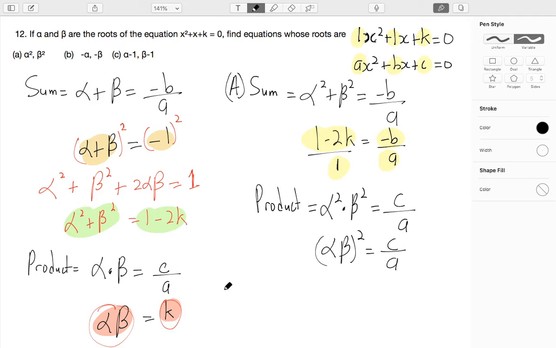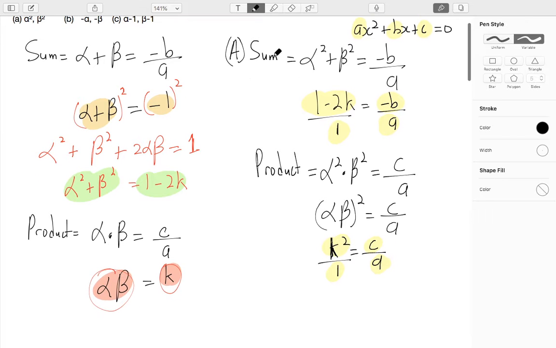And do we know alpha beta? Of course we do. We found it here. Alpha beta is k. So this is k squared is equal to c over a. And again, we can rewrite this as a fraction. We can just write it as k squared over 1, and we will say that a is 1 and c is k squared.